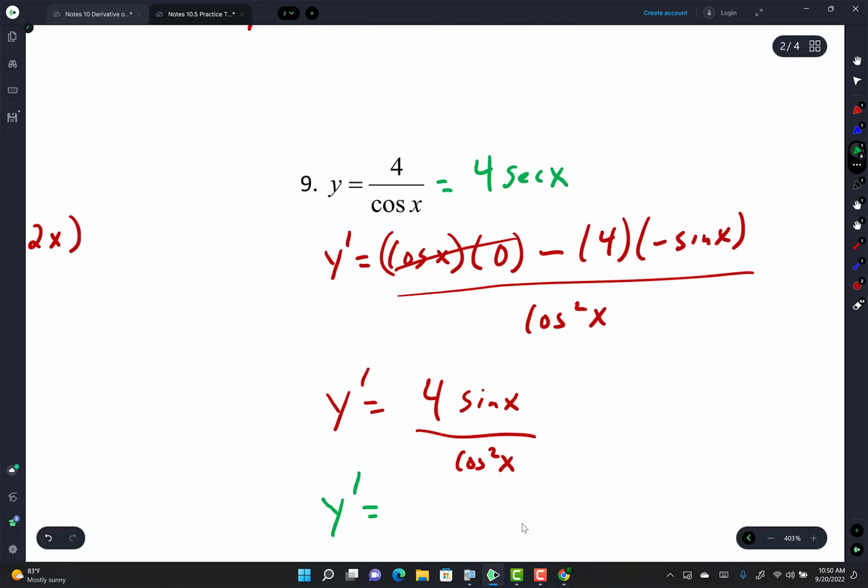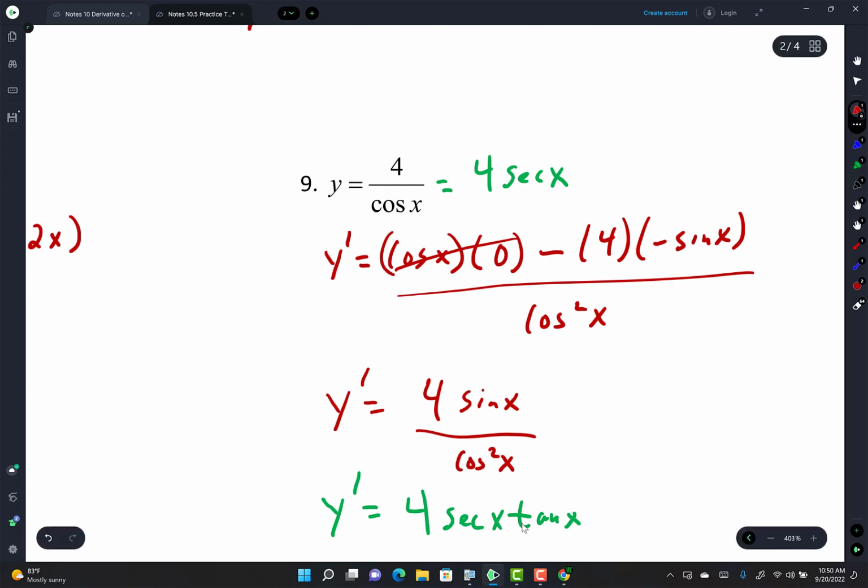Y prime equals, what's the derivative of secant x? Yeah, secant x tan x. So look, 4 secant x tan x. And then you're going to tell me, Chop, that's not the same as the one in red. And I'm going to tell you, yes, it is.